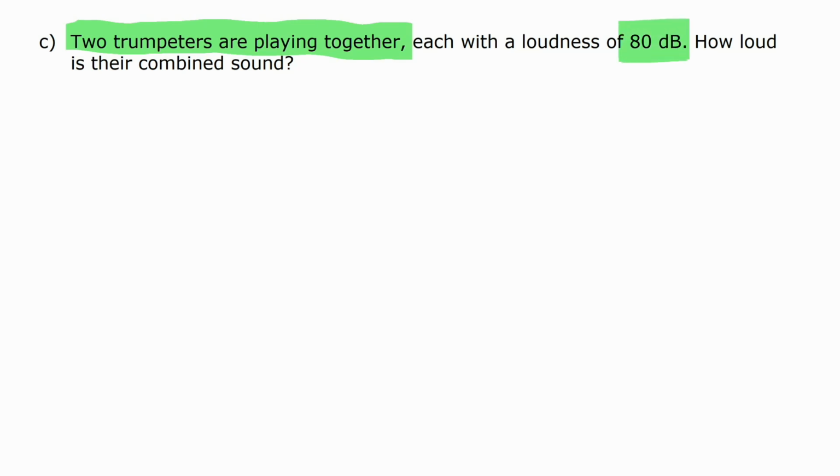Third part here, we have two people each playing the trumpet, playing together, and each trumpet has a sound with a loudness of 80 decibels. How loud is their combined sound?